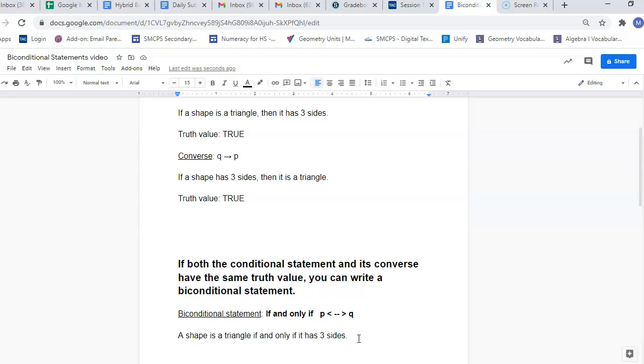Okay, feel free to watch this video again. Feel free to pause it if you need to and take notes. But this is what the Desmos activity that follows this video is about.